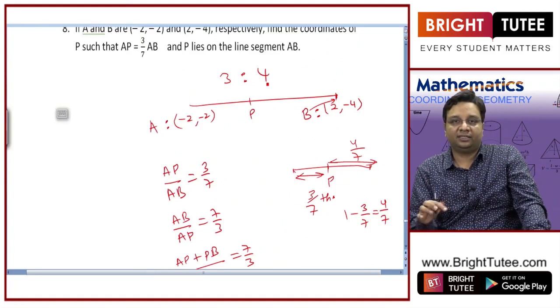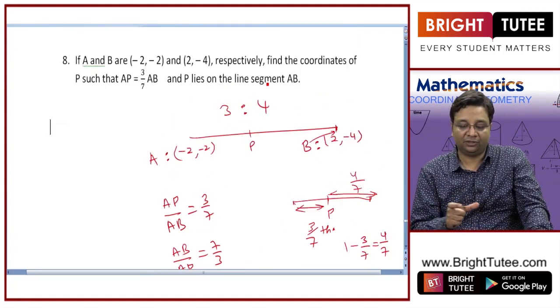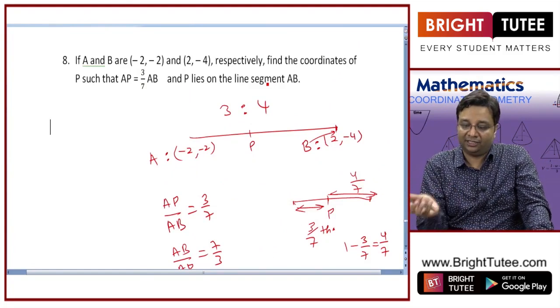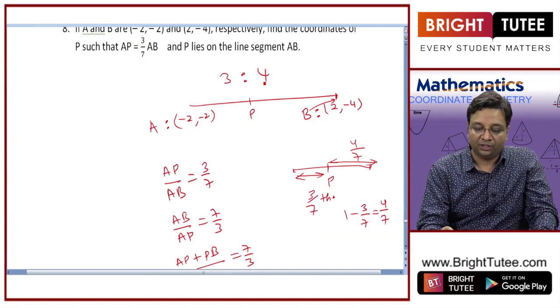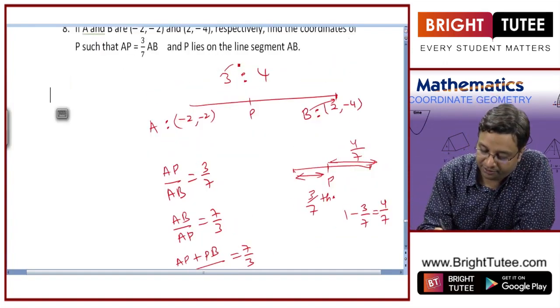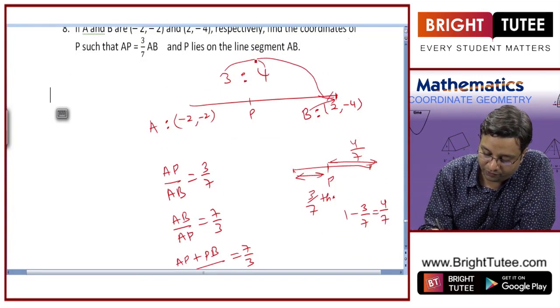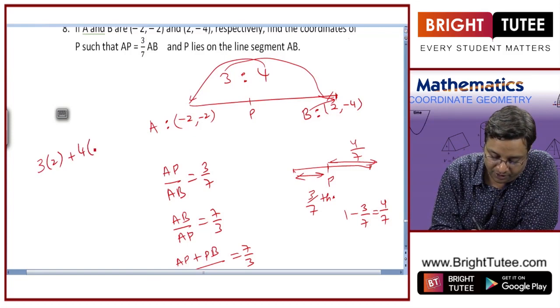You can understand it in any of the ways you like. Otherwise, it is given that it is 3/7 of the entire portion, so the rest of the portion is 4/7, so the ratio is 3:4. Now you need to find the coordinates of P. So coordinates of P will be 3 multiplied with this 2, 4 with this minus 2, 3 with 2 plus 4 with minus 2, divided by 3 plus 4.